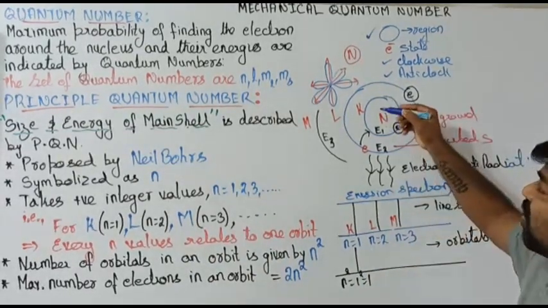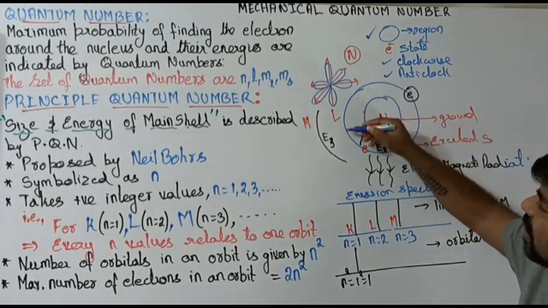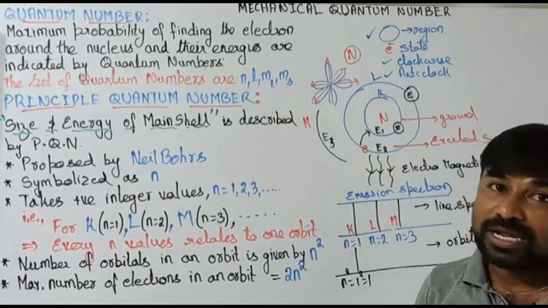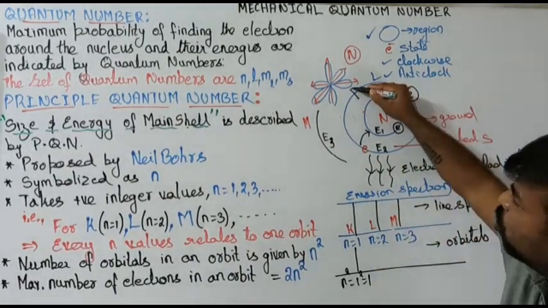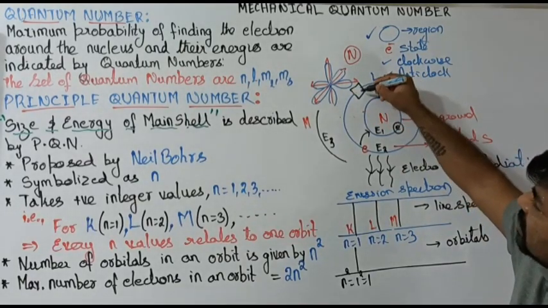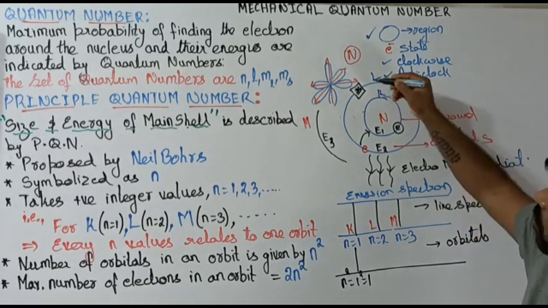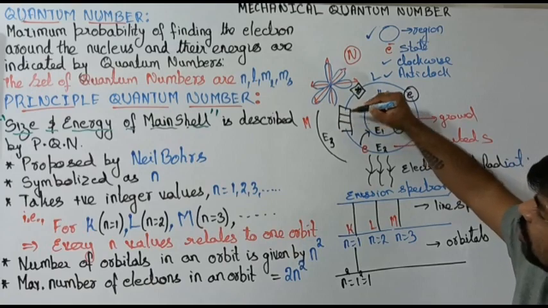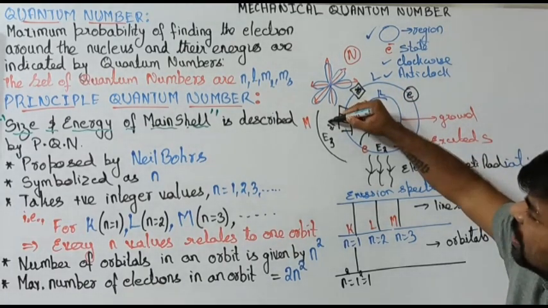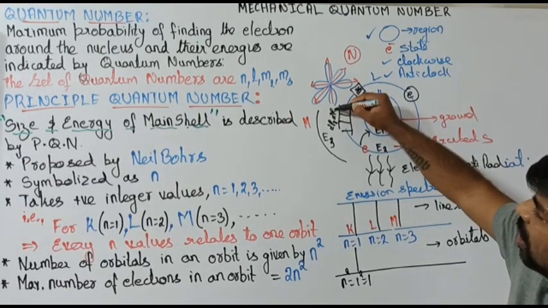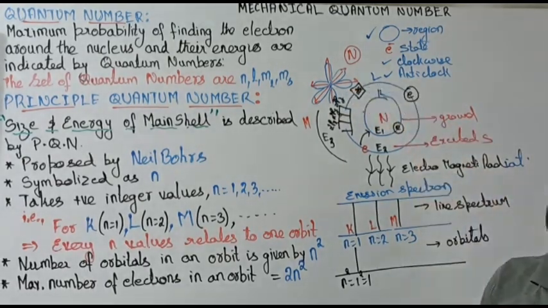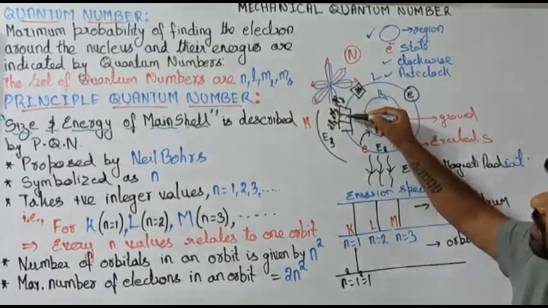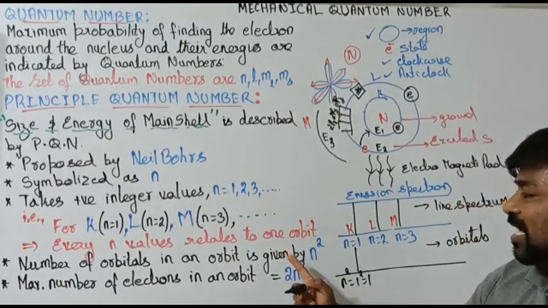In the same way, let us take the second orbit. This is K, and this is L. Let me explain clearly. The L orbit has one s orbital, which is nothing but 2s. In the same way, we have 3 p orbitals: 2px, 2py and 2pz. Now, if you count the figure, this is one orbital, this is the second, third, fourth.